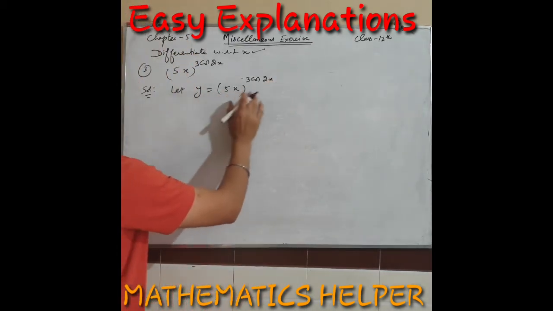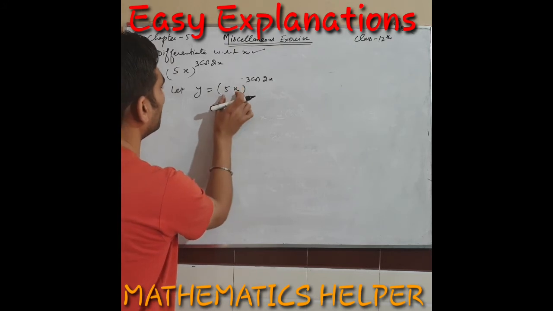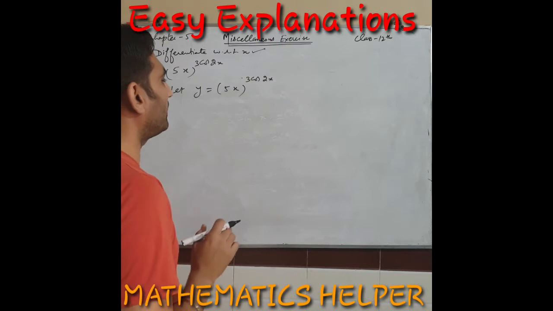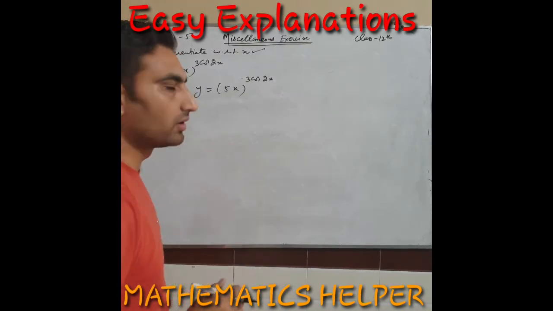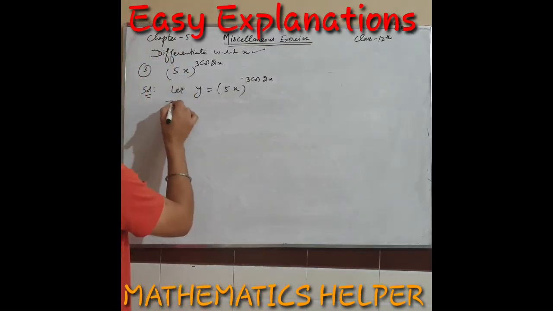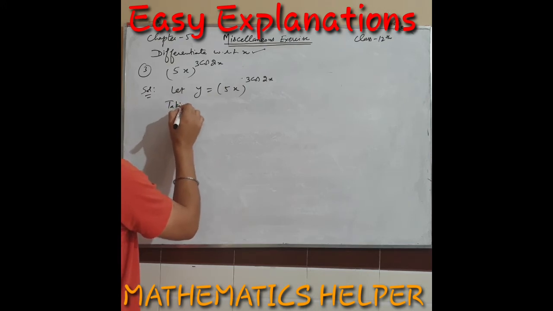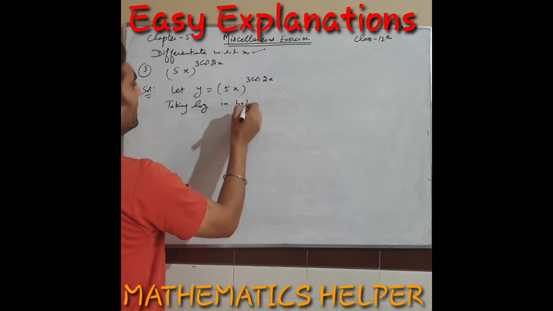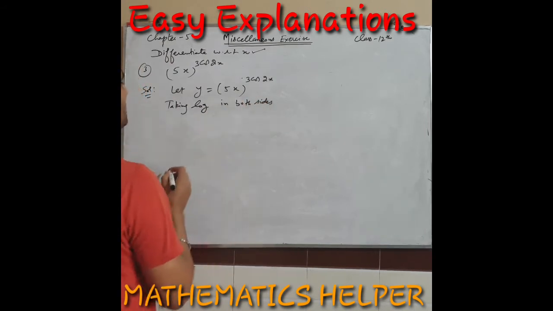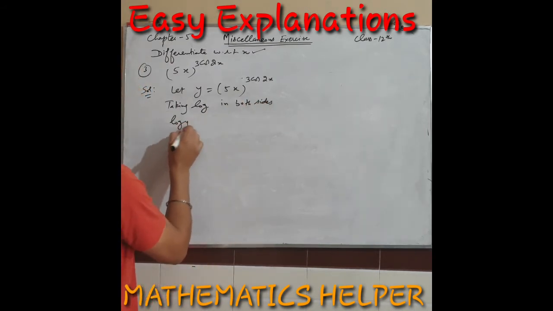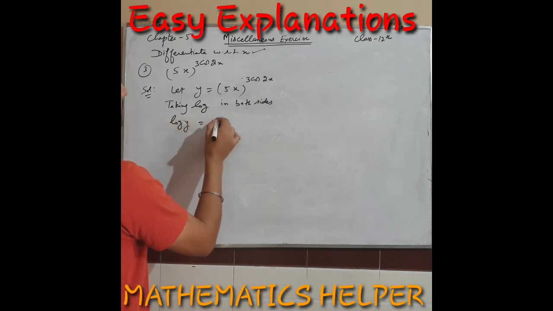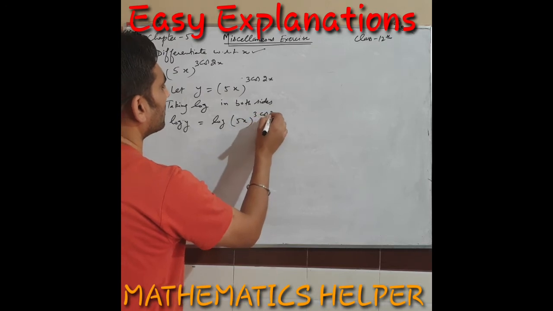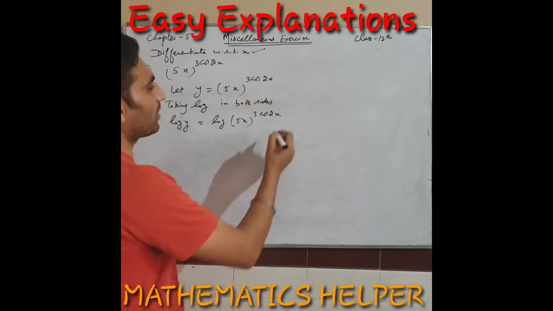So when you solve this kind of question, a function in x and its power also a function in x, you can't handle it directly, it will be very difficult work. So we can make it easier. We will write log in both the sides. So we will write taking log in both sides. It will be log y and in the right side also log of the whole value 5x raised to power 3 cos 2x.